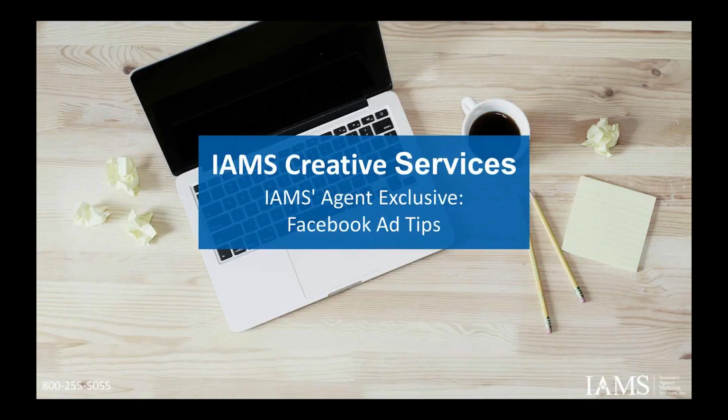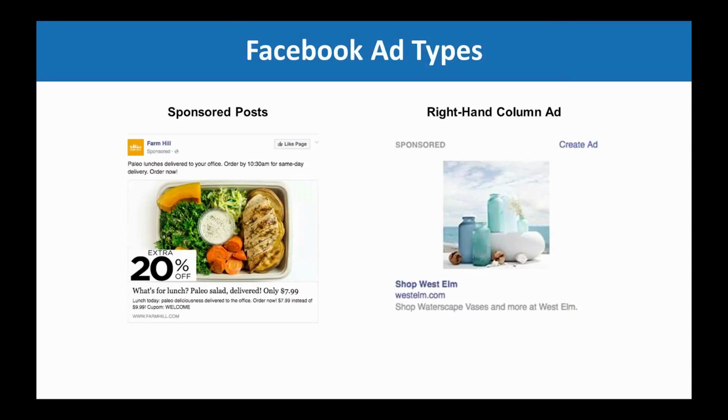So today we're going to be talking about Facebook ads tips just for your campaign, how you should approach this, the best way to approach this. Okay, so here are different ad types. So you have the sponsored post on the left and then the right-hand column on the right. So the sponsored post will show up in their news feed, but then the right-hand column will stay on the right side. So it's kind of more like a Google ad. It's more of a traditional digital ad.